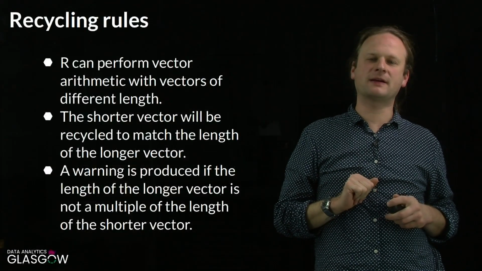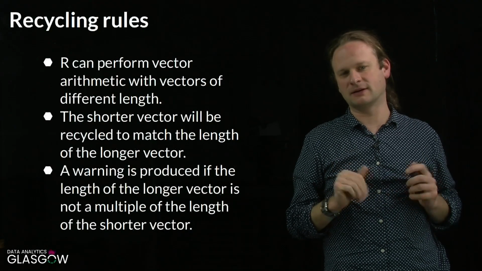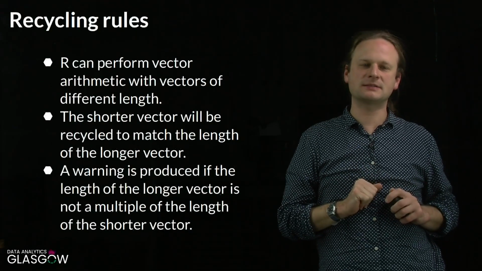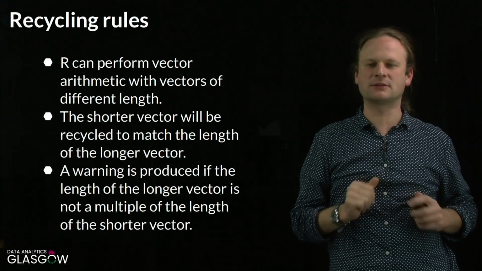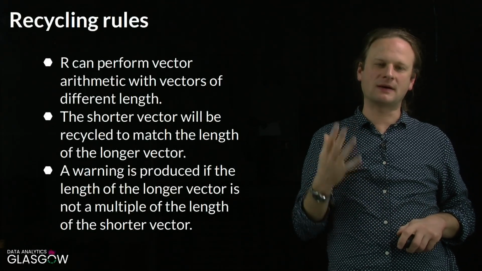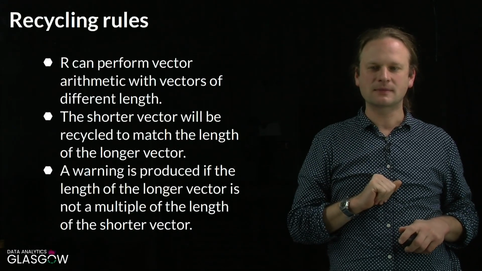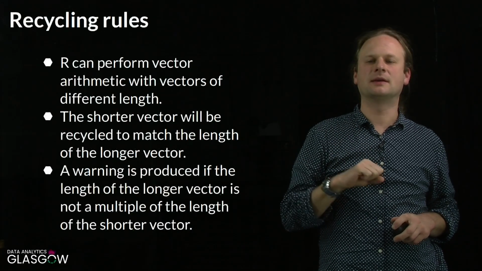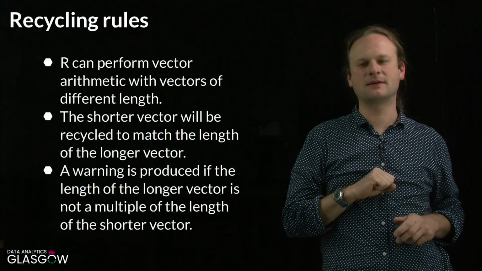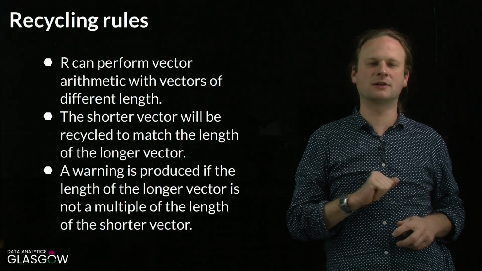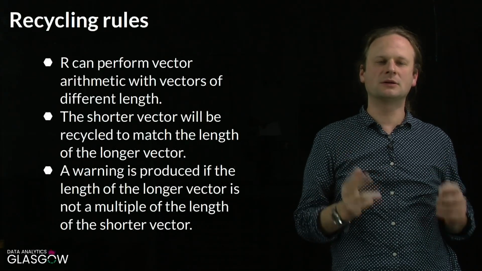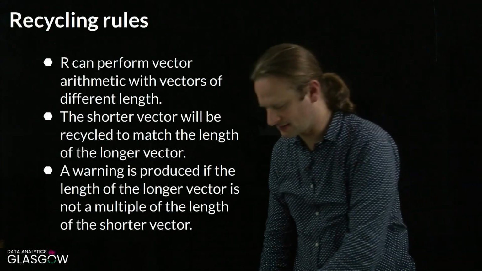R can even perform vector arithmetic with vectors of different length. This sounds at first sight slightly surprising, so let's look at the rules. If R is asked to perform vector arithmetic with vectors of different length, R will recycle the shorter vector often enough so that it matches the length of the longer vector. So what does this mean? Let's look at an example.